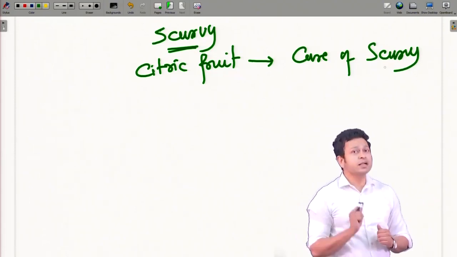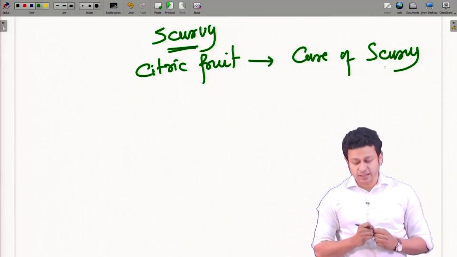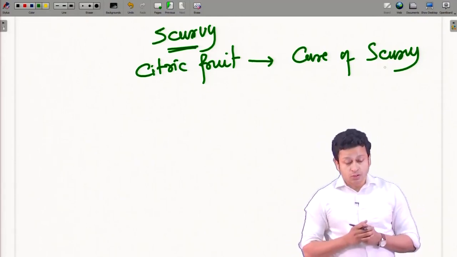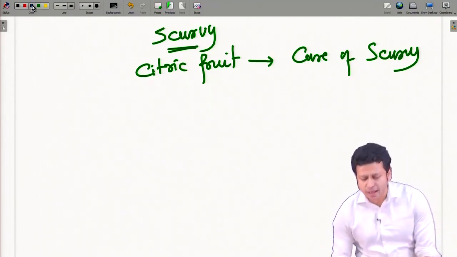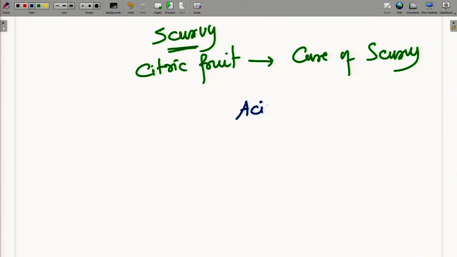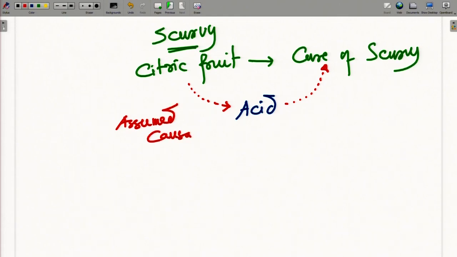Now, people did not know exactly why the citrus fruit helps you get rid of scurvy. So the explanation people had was that perhaps citrus fruit has a certain acid, and this acid is helping to cure the scurvy. That is the assumed causal path. I'm not sure about this mechanism, but I'm assuming that this is the causal path.